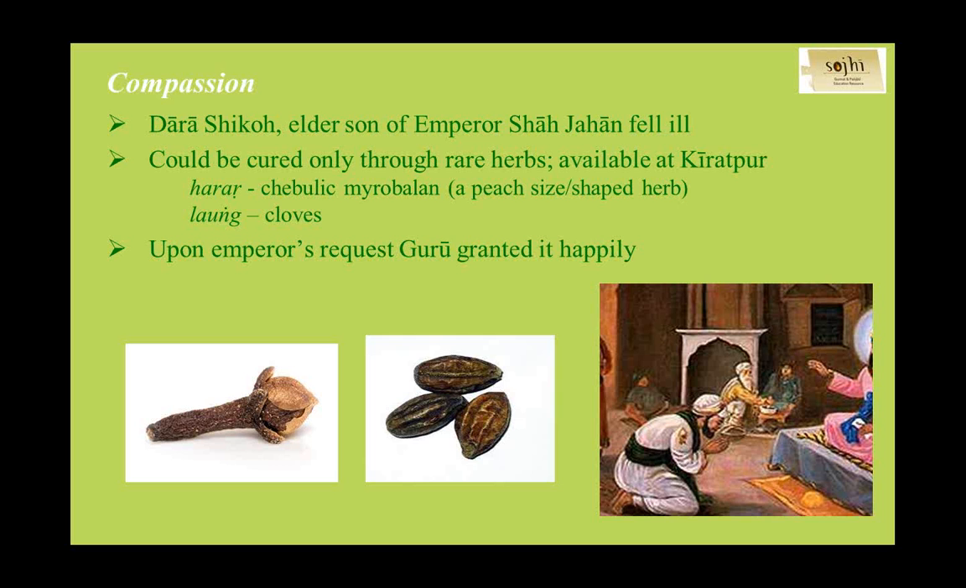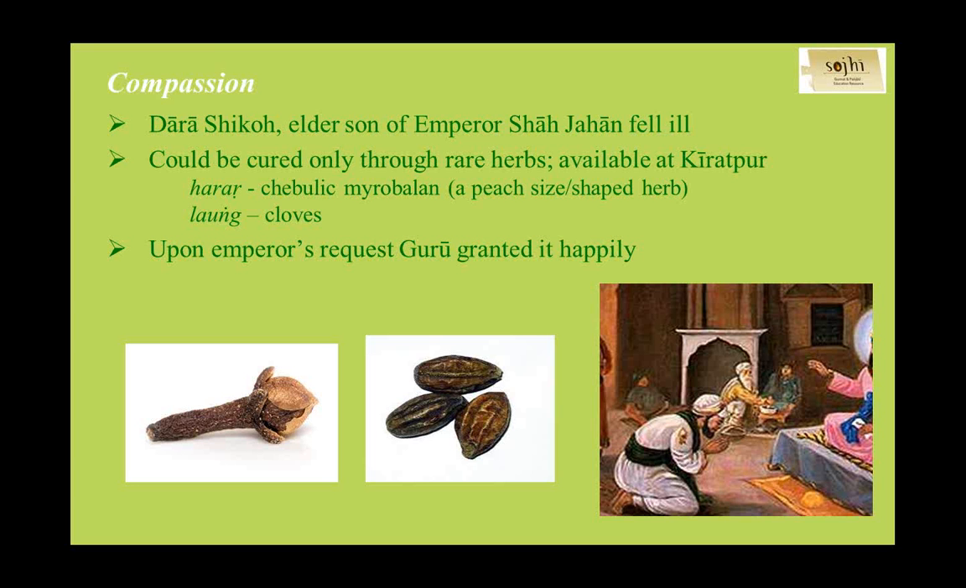After Jahangir was the emperor, he passed the throne to Shah Jahan, his son. And Shah Jahan had four sons. Let's see if any of the names sound familiar. There was Dara Shikoh, Shah Shuja, Aurangzeb, and Murad Bakhsh.